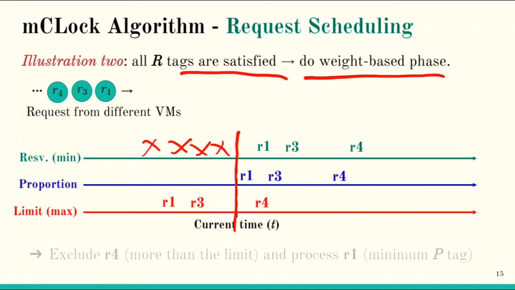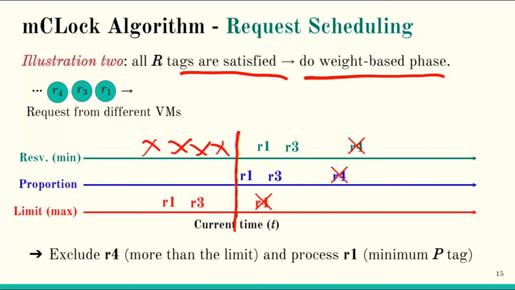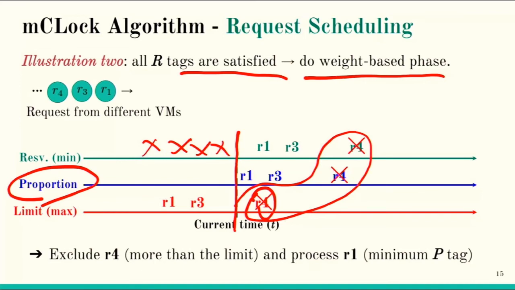And in this weight-based phase, we will first try to exclude a VM that already goes beyond the limit value, beyond the upper bound, which is request 4, because request 4 is already above the current time of the clock of the limit here. Okay, and in this case we will choose a request whose proportional tag is the minimum, which is request 1 here. So we'll process this request 1.